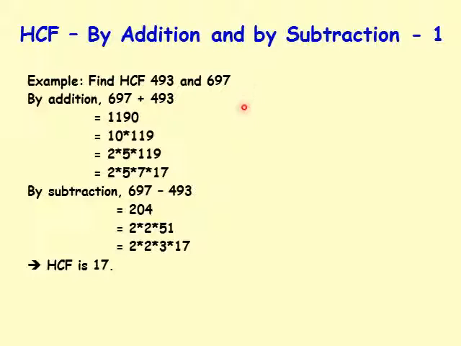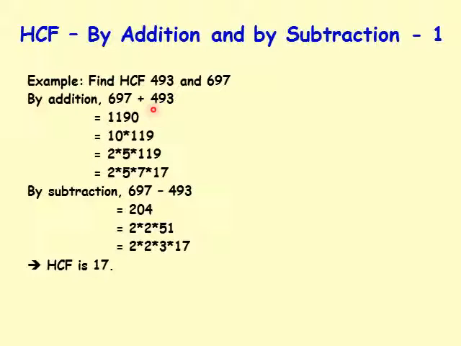The book has a proof of why this addition and subtraction works. After we get these numbers by addition and by subtraction, if I use these numbers instead of the original numbers, I still get the same HCF. So the HCF of 493 and 697 is 17, and we got that by addition and by subtraction.